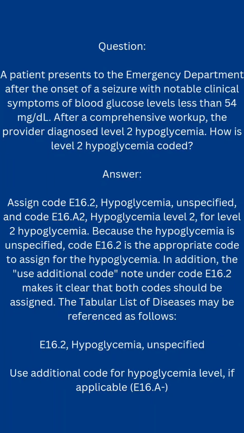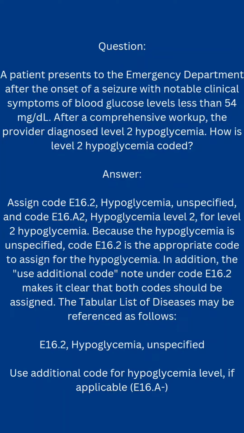Question. A patient presents to the emergency department after the onset of a seizure with notable clinical symptoms of blood glucose levels less than 54 mg per deciliter. After a comprehensive workup, the provider diagnosed level 2 hypoglycemia. How is level 2 hypoglycemia coded?